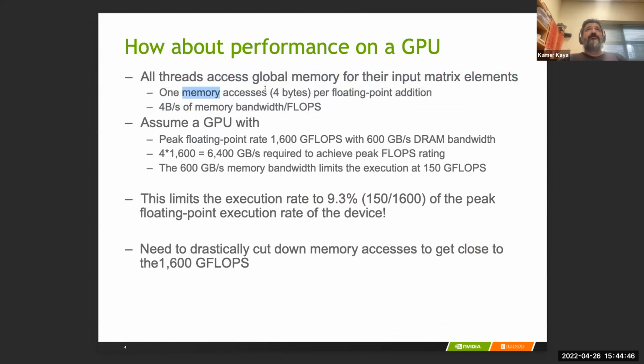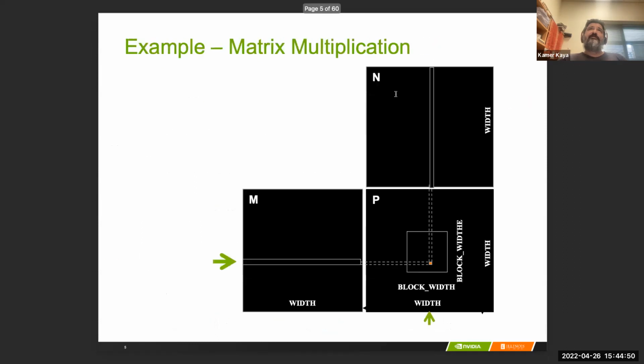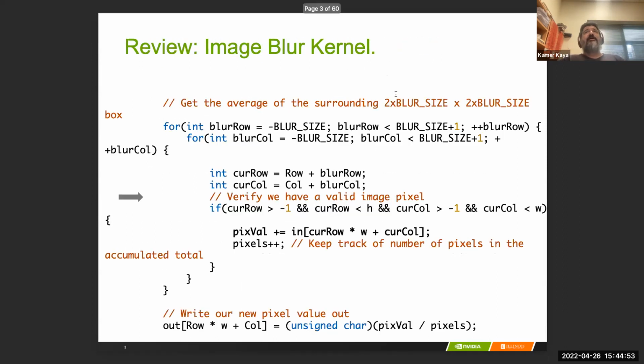All threads access global memory for their input matrix elements. One memory access, 4 bytes, per floating point addition. So this is matrix multiplication. Let's restate the point: we can do optimization if we have a location that is accessible by adjacent threads, the threads inside the block, and if that memory is faster than global memory, then I can do much faster blurring here.